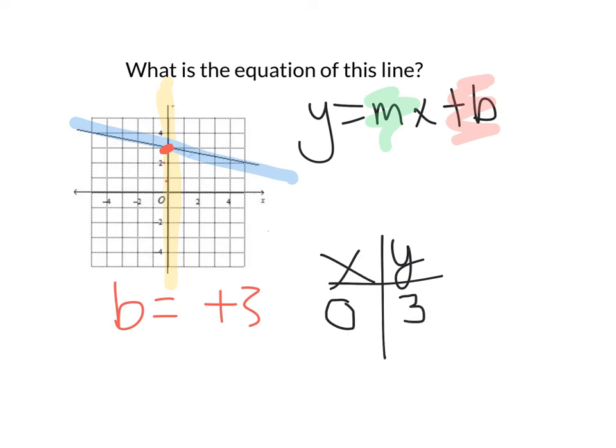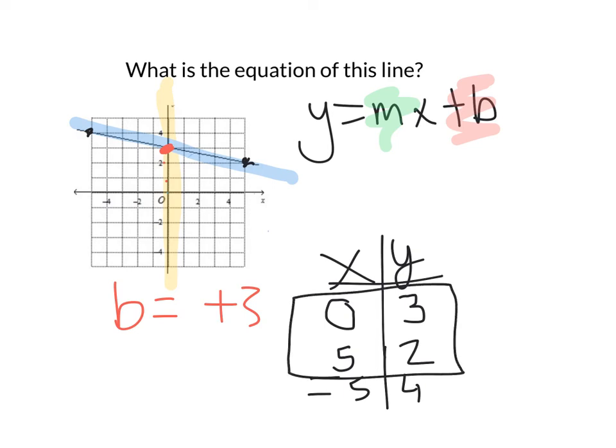So I'm going to look for another perfect point. There's one there, and then there's one there. So I'll put them all in the table, but remember, we only need 2 of these to find the slope. So we could use 5, 2, or if you wanted to, you could use negative 5, 4. I'm going to stick with these 2, so I don't have to work with negatives. But again, all we need is 2, so the choice is yours.